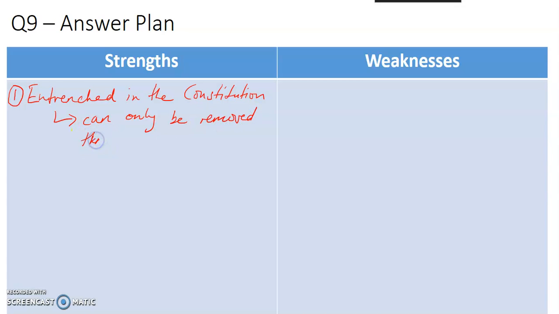This is a really nice one for you to start with because you will notice that if I was evaluating express rights, I could use this strength as well. If something is written in the Constitution, we know it's incredibly hard to change, only 8 out of 44 successful referendums.